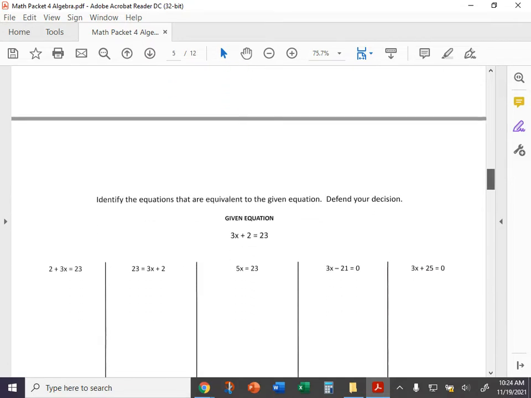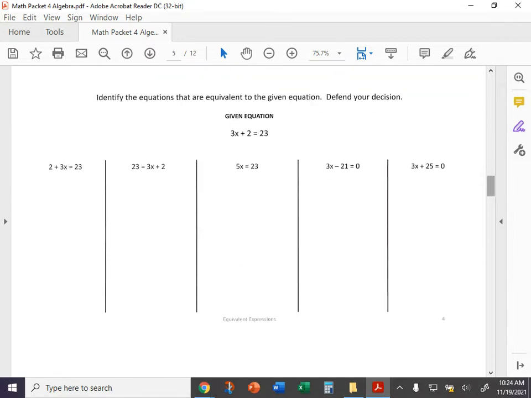Next one. Identify the equations that are equivalent to the given equation. Defend your decision. We've been working with equations a lot recently, particularly not only in the solving, but converting from slope-intercept form to standard form. So here we have an equation. It's not in slope-intercept form or standard form, but it's a two-step equation, 3x plus 2 equals 23. And is this equivalent to 2 plus 3x equals 23?